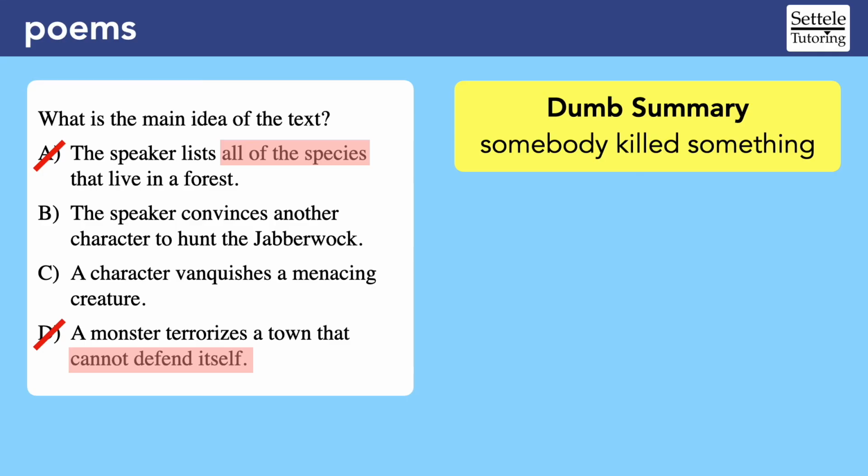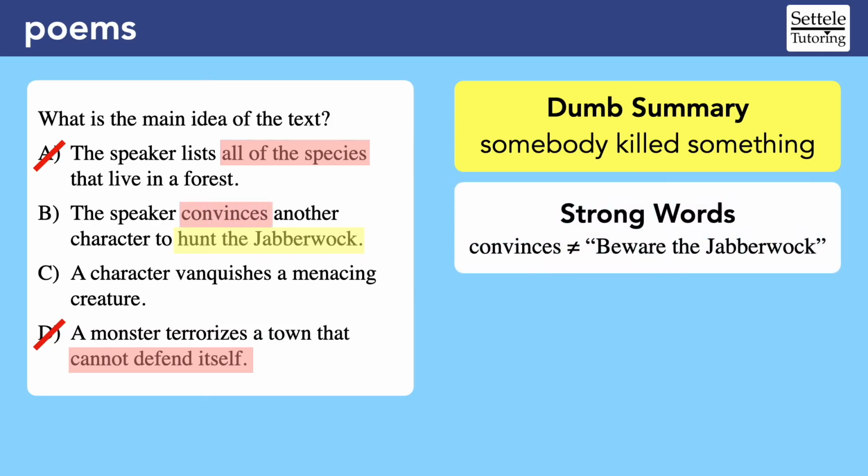On the other hand, choice B captures our dumb summary because it does seem that the poem is about hunting the Jabberwock. But there are other strong words in this choice that we need to think about. Did the speaker convince the other character to kill the monster? No. The speaker says to beware the Jabberwock. He's saying to be careful, to be afraid of this creature. I have no evidence that there was some argument or debate where the hunter needed to be convinced.